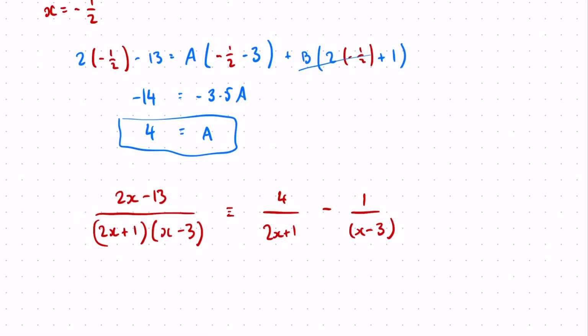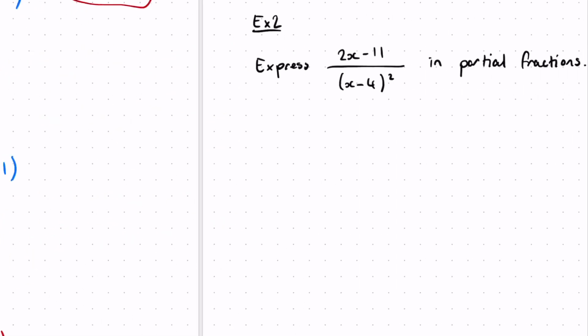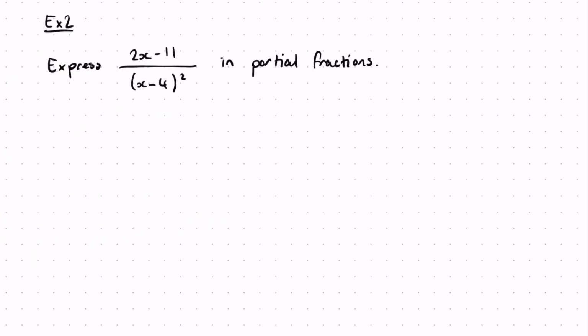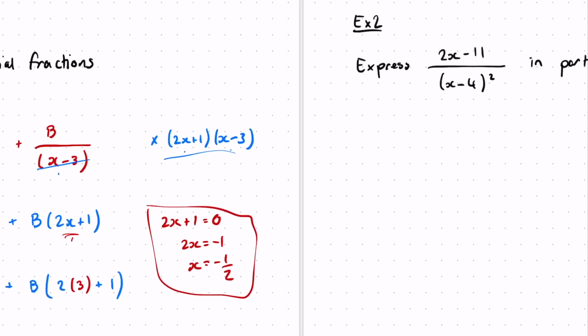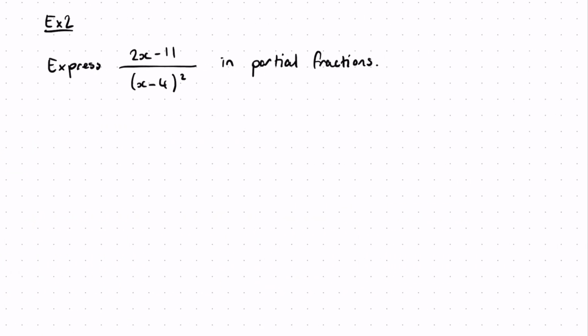Let's have a look at another question, slightly different. So this says express 2x minus 11 over (x minus 4) squared in partial fractions. So this isn't like the previous question where we had two distinct linear brackets on the bottom. This time we've got a rewriting of (x minus 4) squared as two brackets. You can think of it as (x minus 4) times (x minus 4).